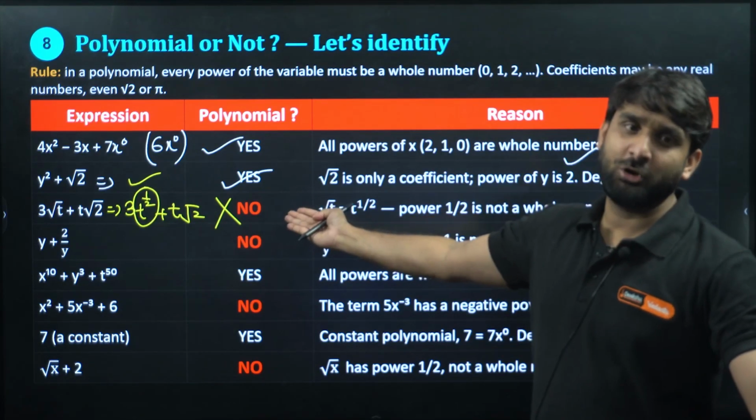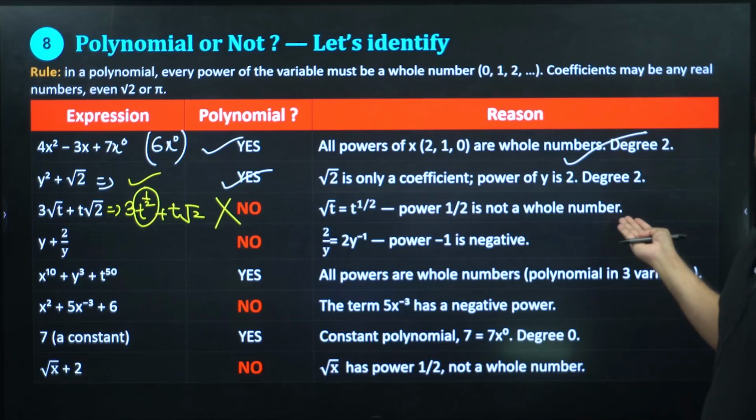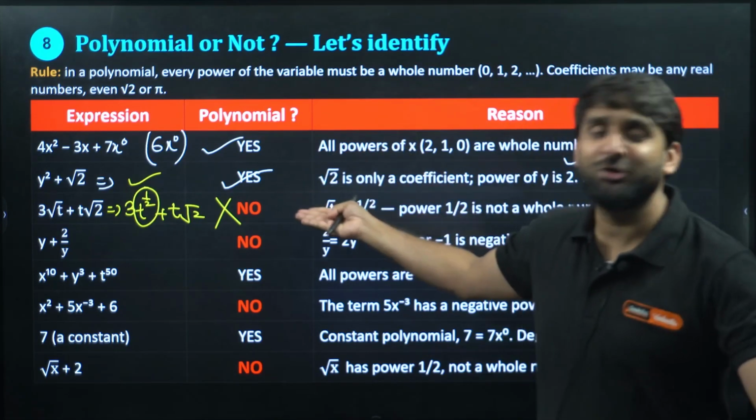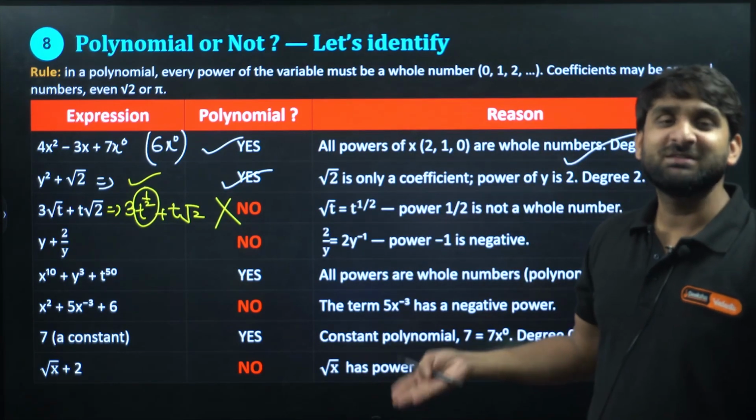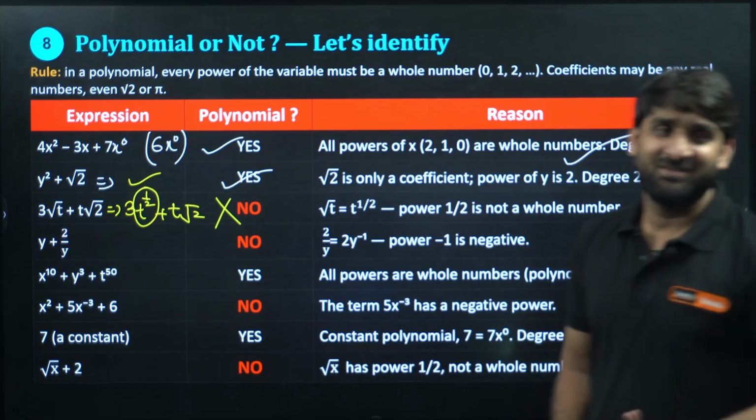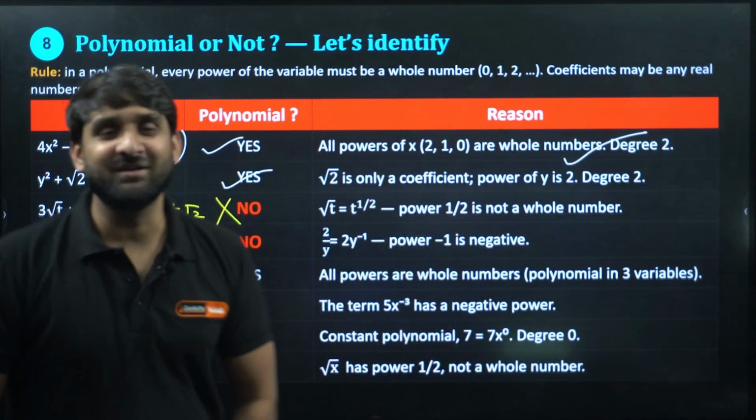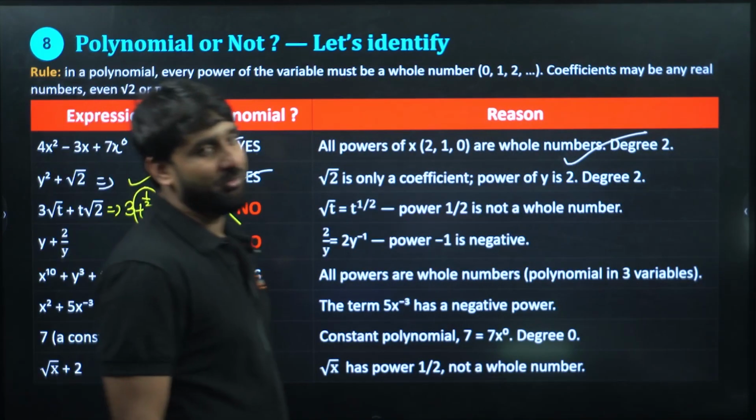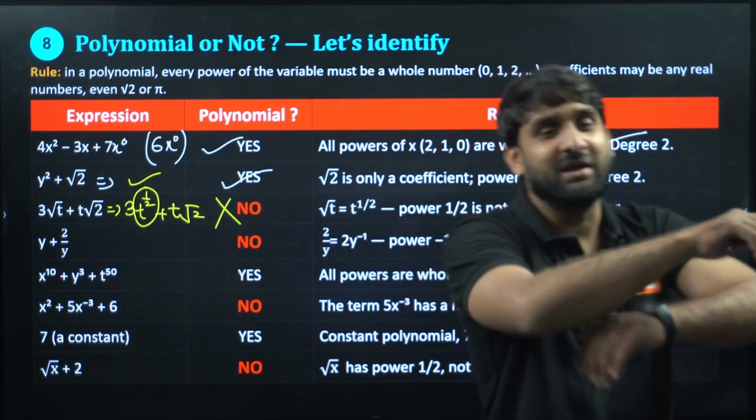And if this is not a polynomial, we don't need to find out the degree. If this is not a polynomial, it doesn't make sense to find the degree, because it has already violated the rule for polynomials. It's not a polynomial, so we don't need to find out the degree.